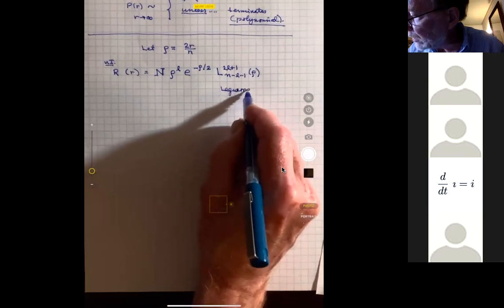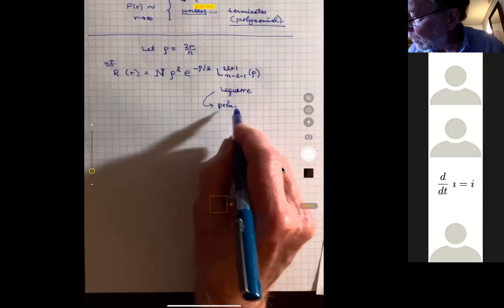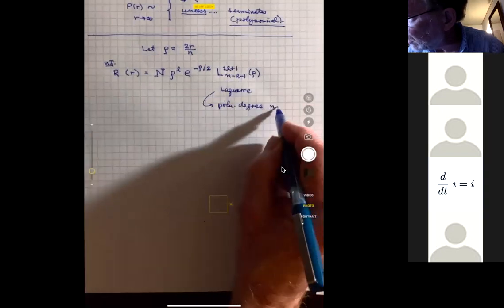It's worthwhile mentioning, however, that this is a polynomial of degree equal to the lower index, which is n minus L minus 1.